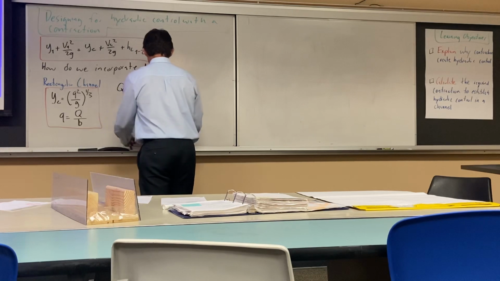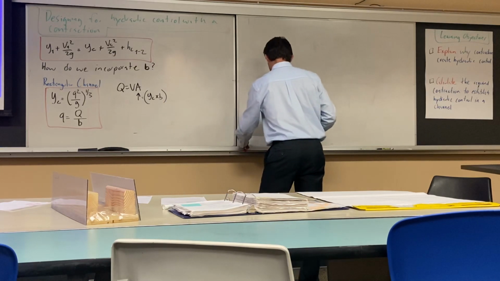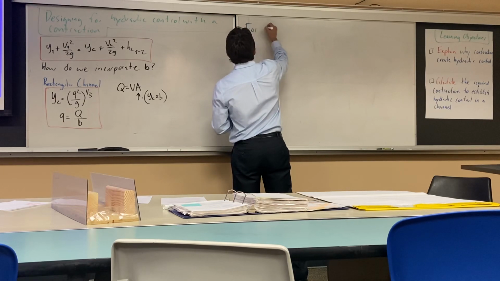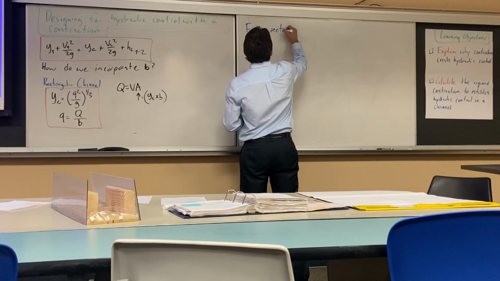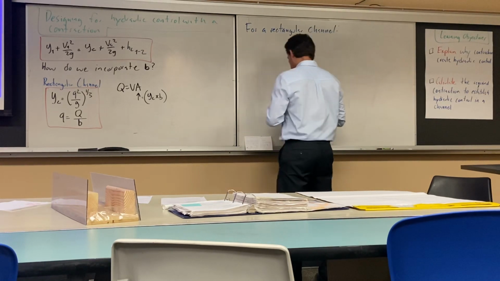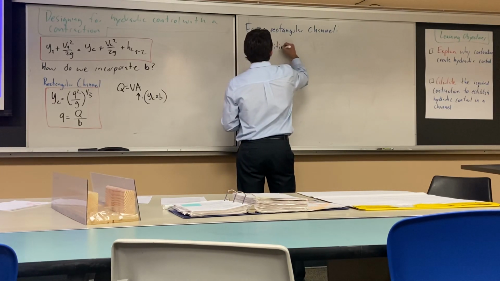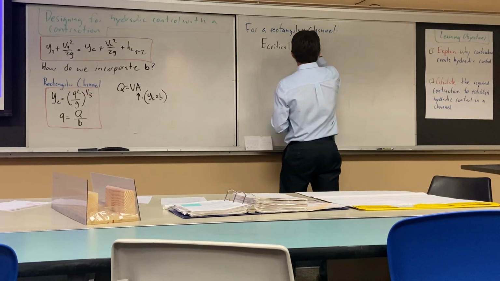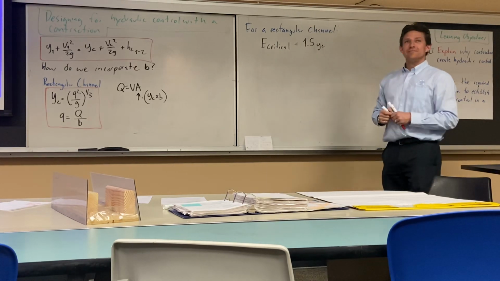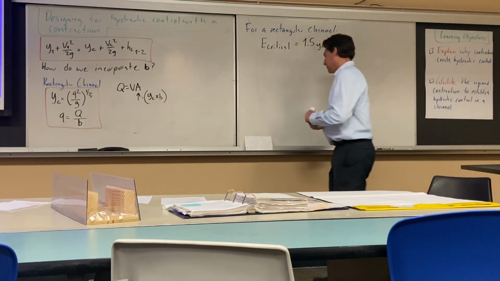Now, I've got a nice little trick for you. For a rectangular channel, the following has to hold true. E critical is going to be equal to 1.5 times YC. This thing's starting to look good for us here. It's going to be much easier to do than you thought.